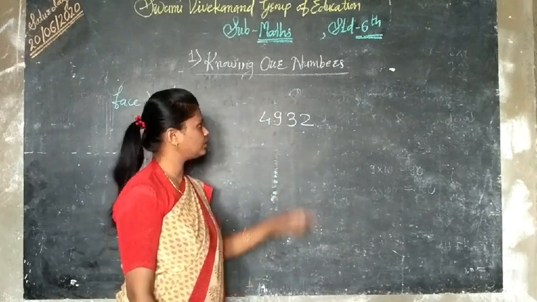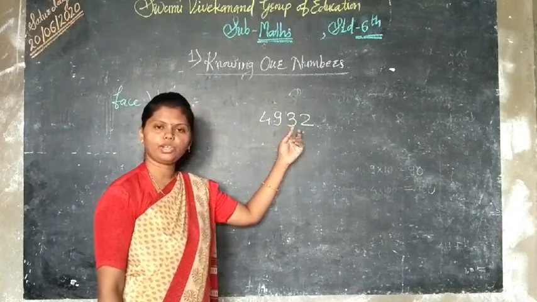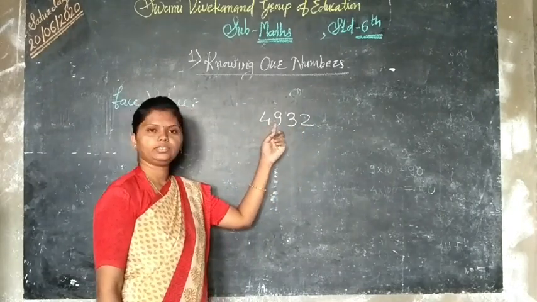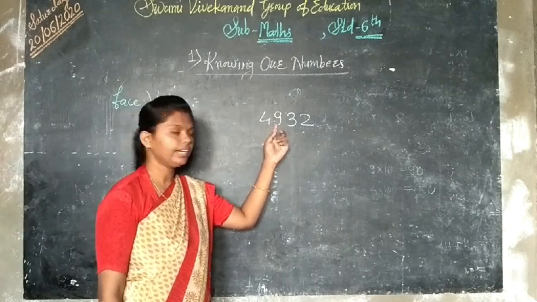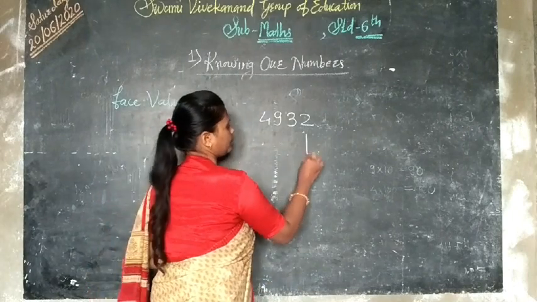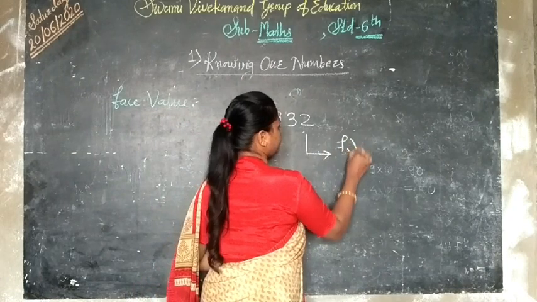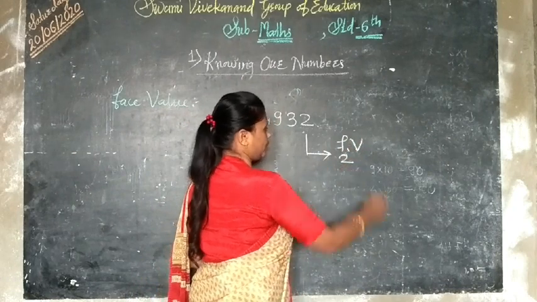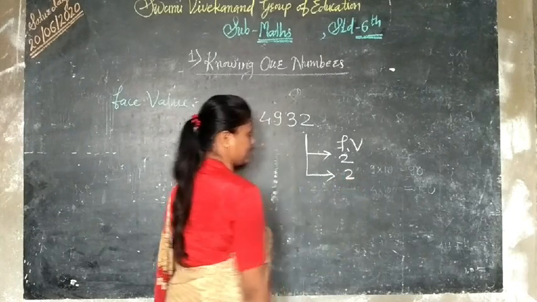Whereas the place values: ones place, so it's 2. Tens place, the place value of 3 is 30. 9, the place is hundreds, so its place value is 900, and 4 is 4000. With comparing the both, the face value of 2 is 2, whereas the place value is the same, 2.